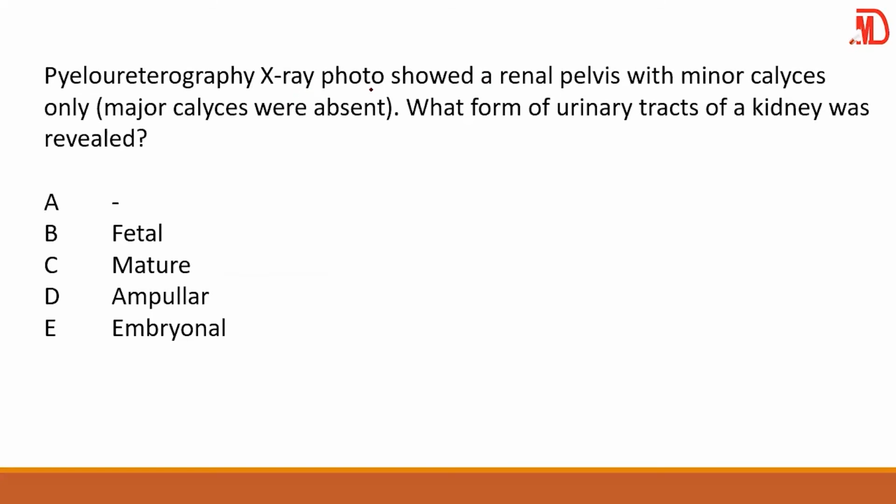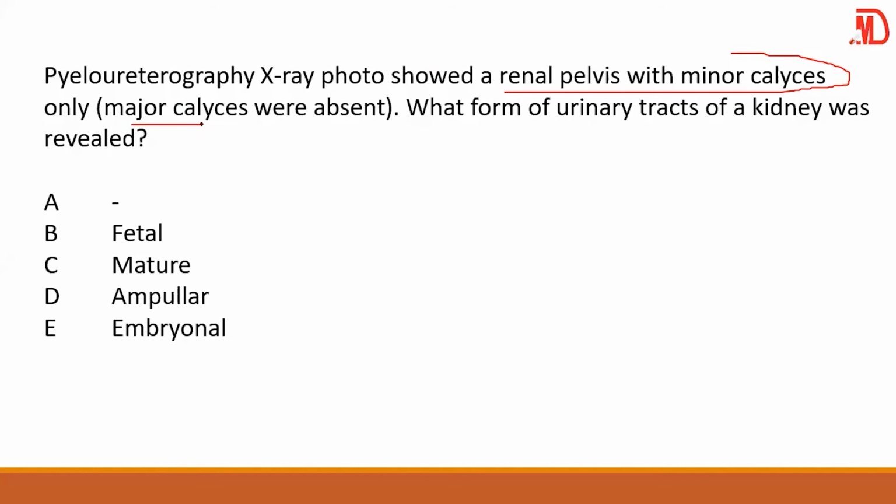Urography X-ray photo showed a renal pelvis with minor calyces only. Major calyces were absent. What form of urinary tract of a kidney was revealed? Now, you can find minor calyces, but you can't find major calyces. And this means that this person is not mature. This person is still in the embryonal developmental stages.